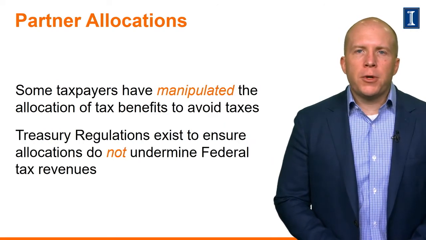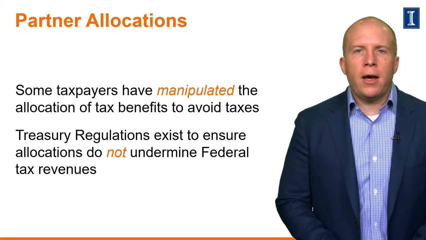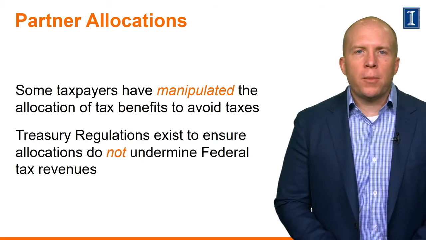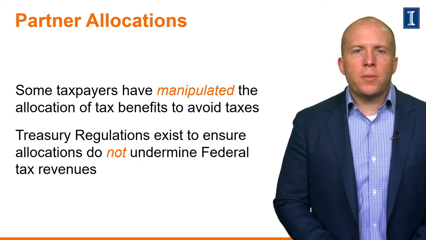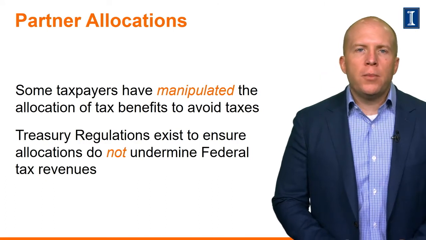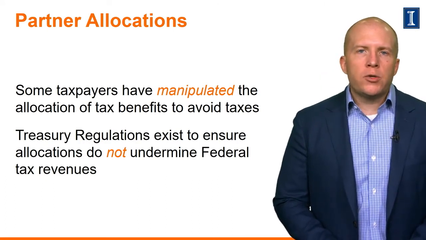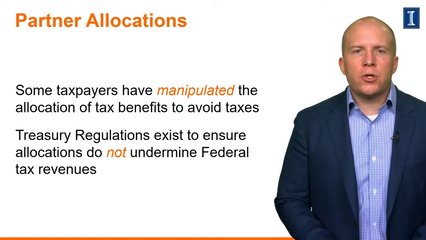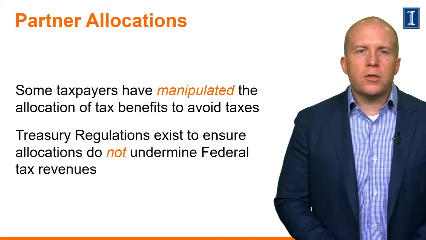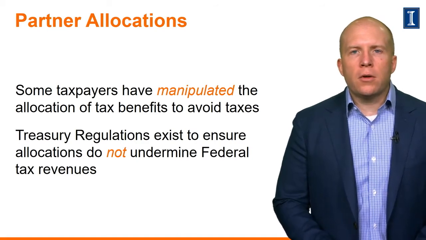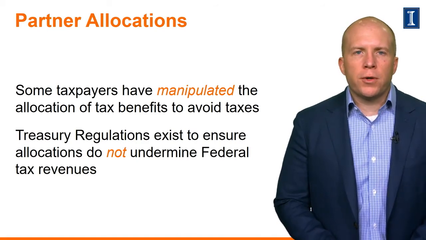But, as you have come to expect, partnership allocations have been used by some taxpayers to manipulate the allocation of tax benefits among partners. In other words, some taxpayers have attracted the attention of the IRS by allocating tax benefits purely for tax avoidance rather than economic reasons. Consequently, Treasury regulations now exist to ensure allocations do not undermine federal tax revenues. While these regulations are fairly complex, the main underlying concepts are relatively straightforward.